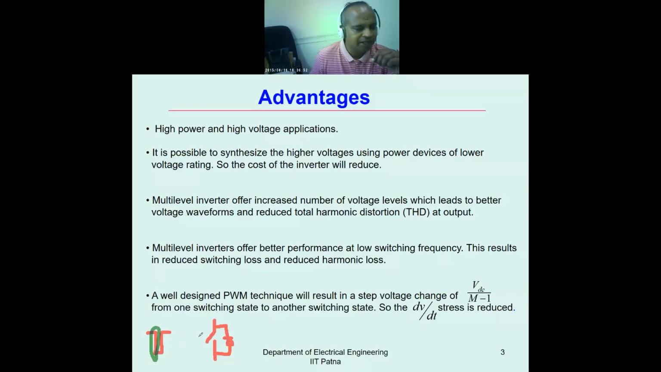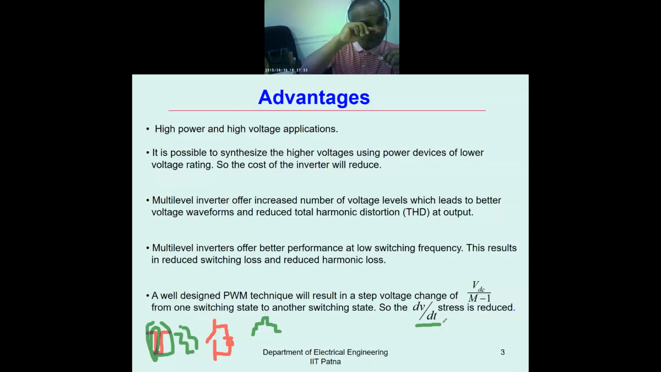Okay. And when you have a quasi square wave, for example, like this, that means you have VDC by 2 to 0 to minus VDC by 2. So less stress as compared to this one. If you have 3 levels, you will see that it is 1/3 of VDC, 2/3 of VDC, VDC. That means your stress of dV by dt, the change in dV by dt across the switch, is reduced.